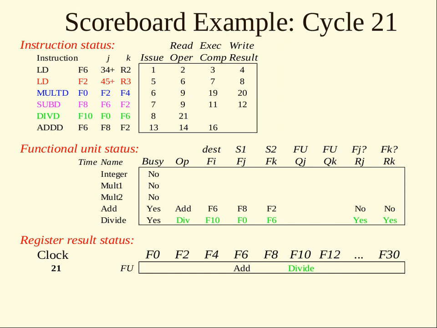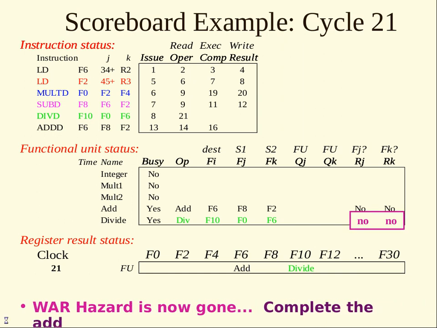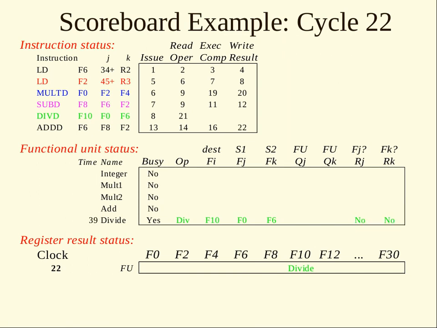So you have a cycle to get the divide ready to go. The WAR hazard is gone because it's executing, so we can complete the add. And divide takes 40 cycles, counting down to 0. A little time warp: at cycle 61 it's finished, and then divide is gone.